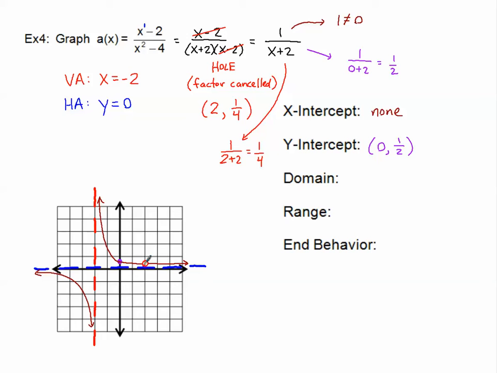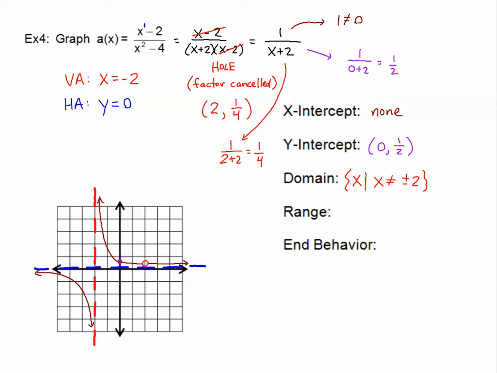Let's do domain and range and end behavior. X can be everything except it can't be negative 2 because of this vertical asymptote, but it also cannot be positive 2 because there is no part of the function right here. It's a hole. So we do still have plus or minus 2 that are not in the domain.